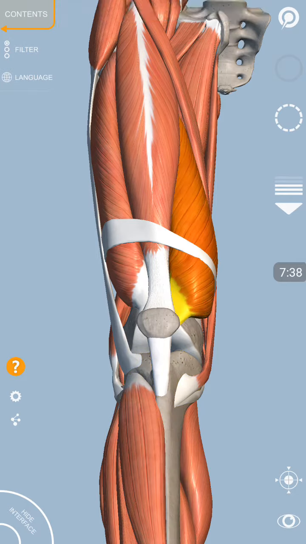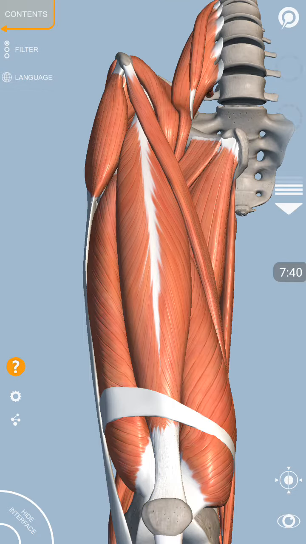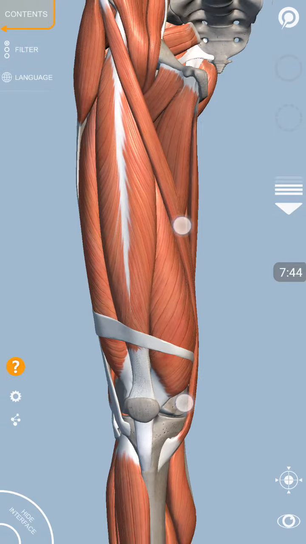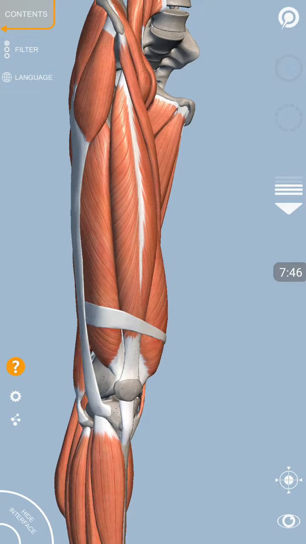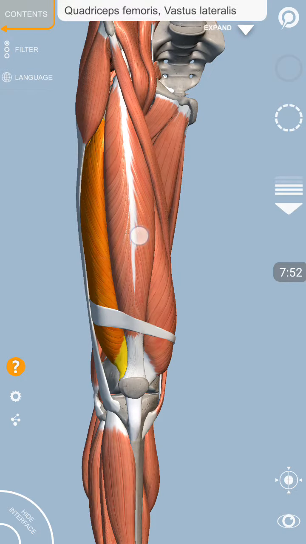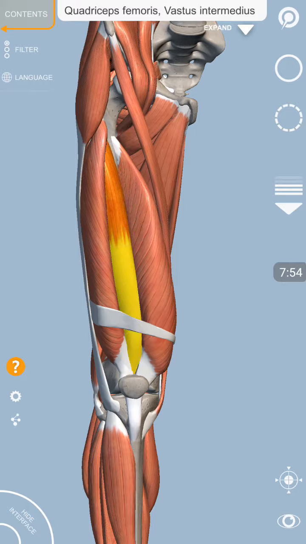All these muscles are supplied by the femoral nerve, which is the nerve supply of the anterior compartment of the thigh. So again: sartorius, rectus femoris, vastus medialis, vastus lateralis, and then vastus intermedius.